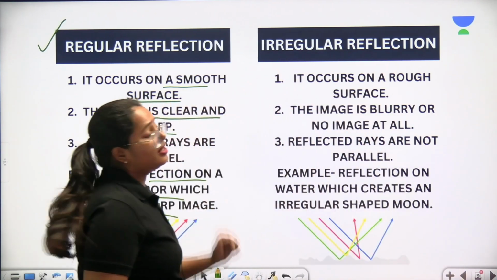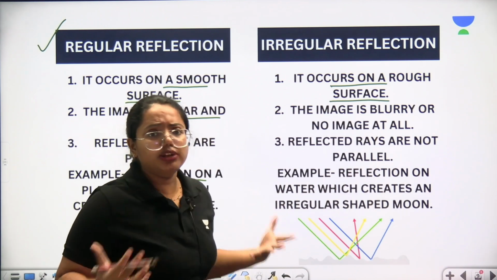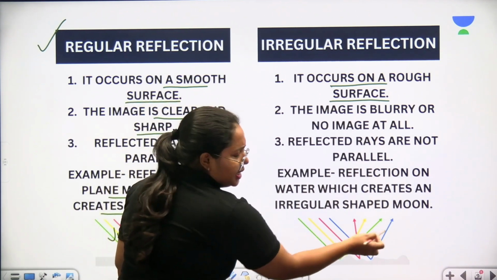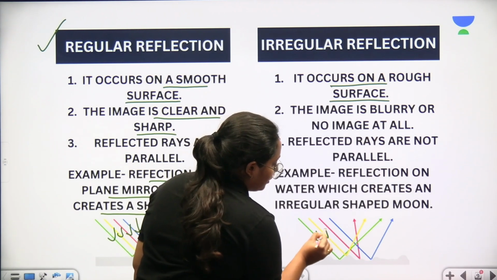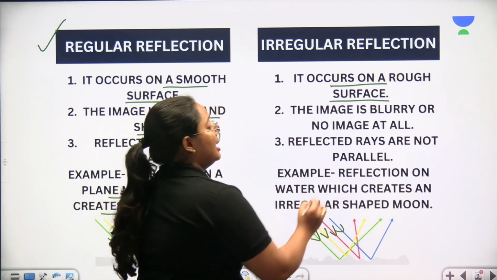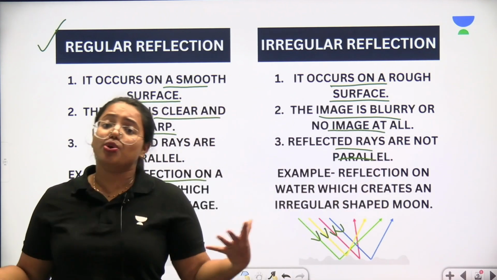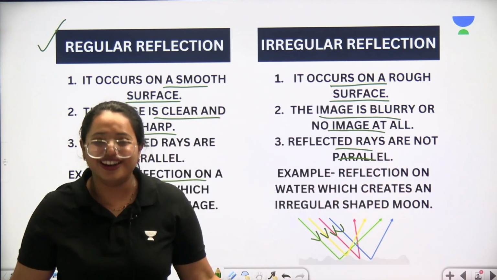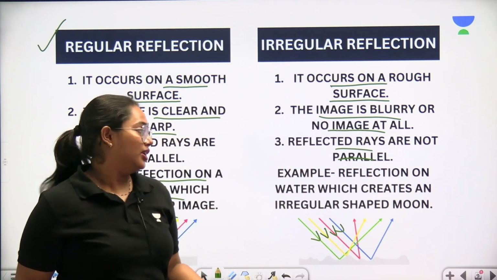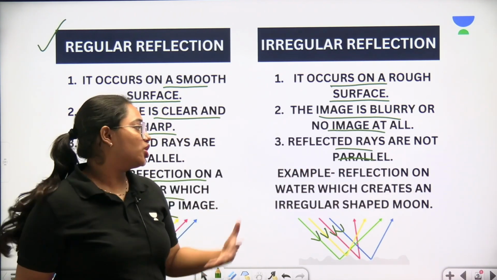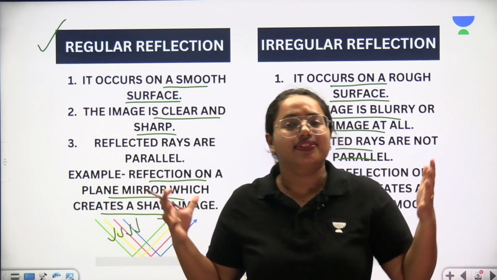What about irregular reflection? This occurs on a rough surface. So then what happens? Look at these. The reflected rays are not parallel at all. At the same time, the image is going to be blurry, or sometimes no image will be formed at all. So what is an example here? Reflection on water which creates an irregular shaped moon. This is a perfect example for it, and that's all about it.